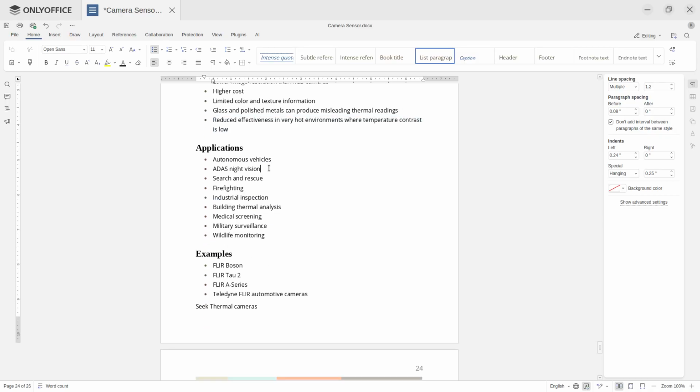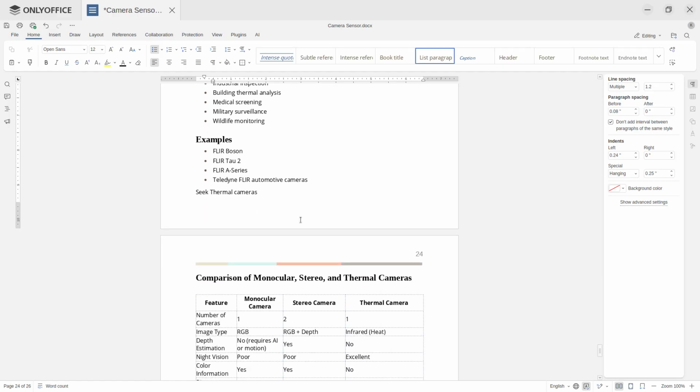Applications: autonomous vehicle, ADAS, night vision, search and rescue, firefighting, industrial inspection, building thermal analysis, medical screening, military surveillance, wildlife monitoring. Example: FLIR Boson, FLIR Tau 2, FLIR A series, Teledyne, FLIR automotive cameras, SEEK thermal cameras.